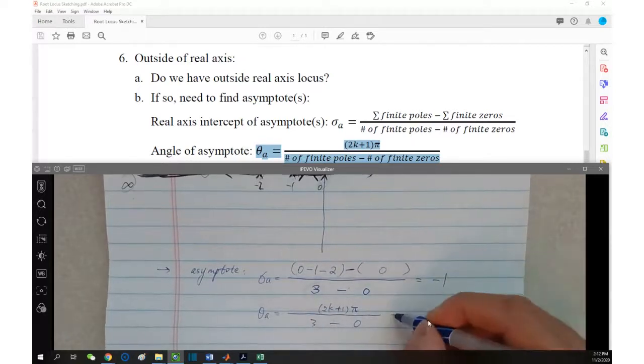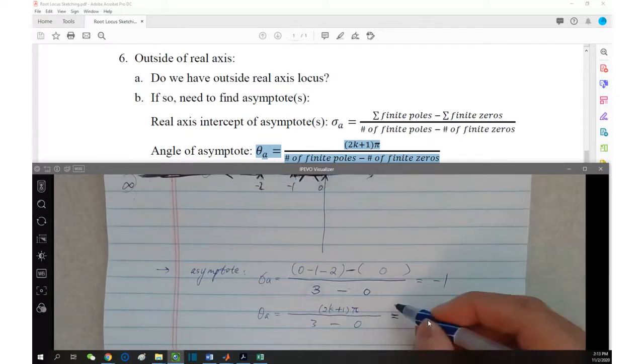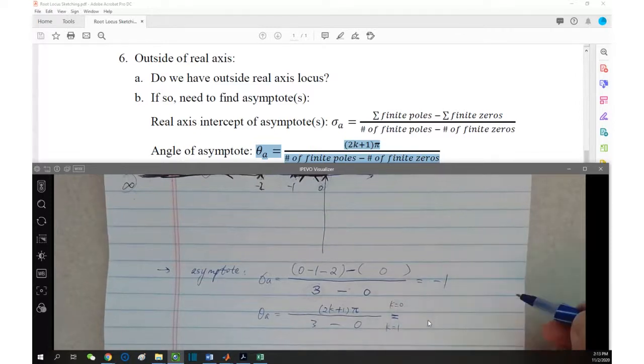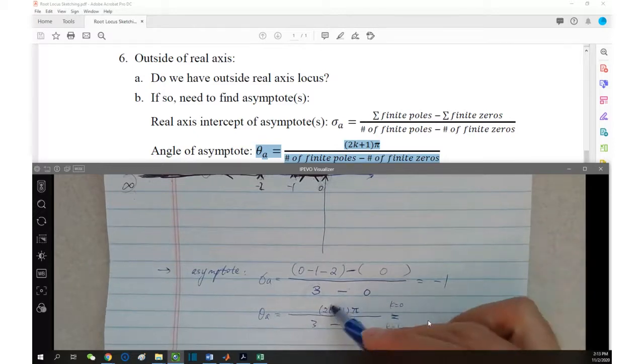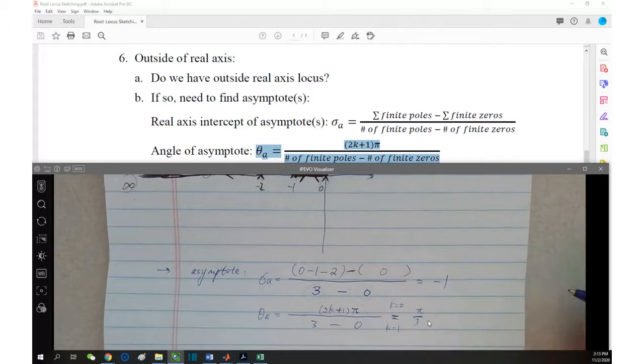So what is this angle? Here we need to assume a little bit. We assume maybe 1 or 2 k values, for example, k equals 0 or k equals 1. Let's see. If k equals 0, what is the angle value? Pi over 3, right? If k equals 1, then what is the phase angle value?